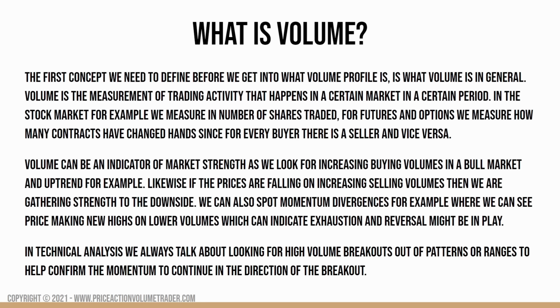Likewise, if prices are falling on increasing selling volumes, then we are gathering strength to the downside. We can also spot momentum divergences, for example, where we can see price making new highs on lower volumes, which can indicate an exhaustion and reversal might be in play. In technical analysis, we always talk about looking for high volume breakouts out of patterns or ranges to help confirm the momentum to continue in the direction of the breakout.